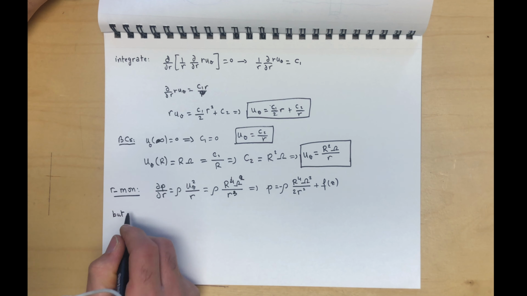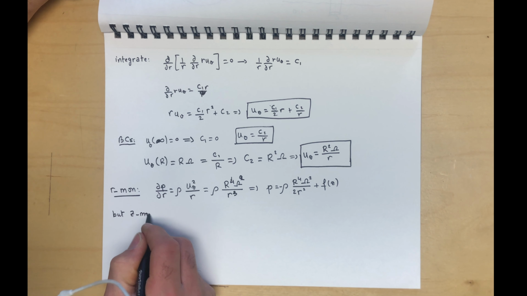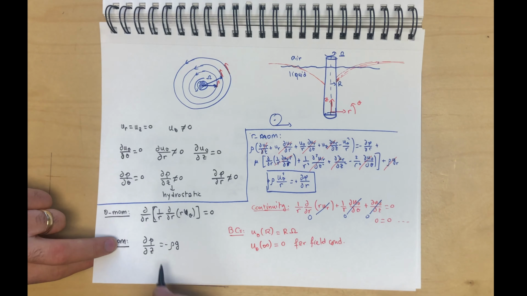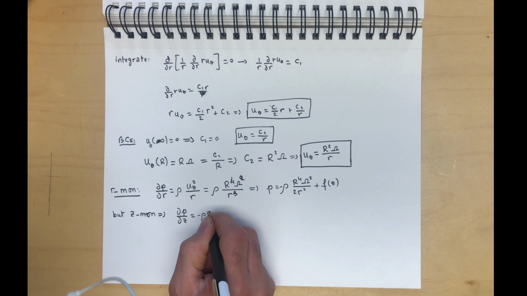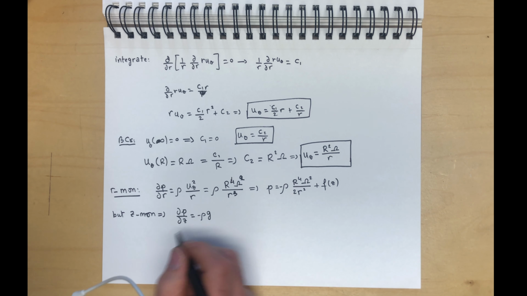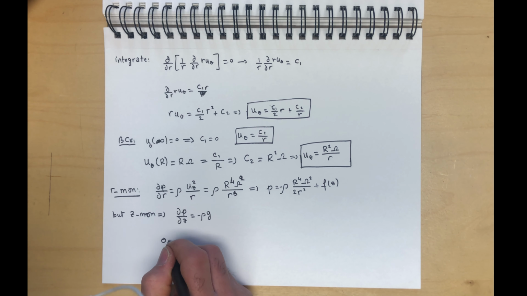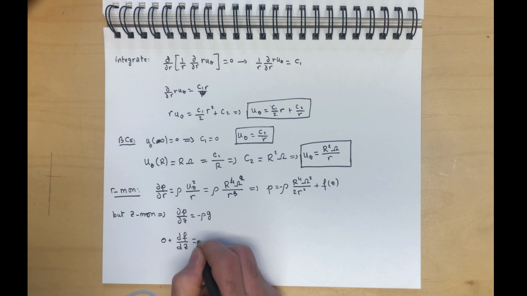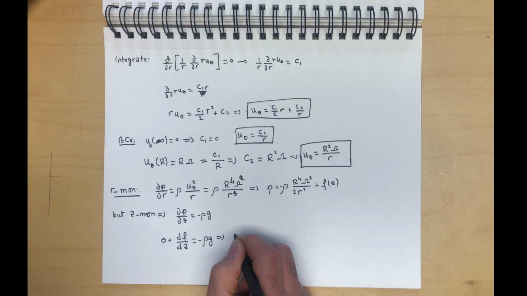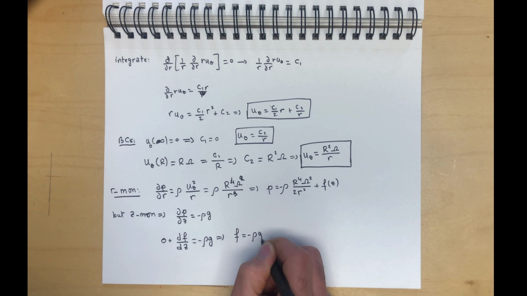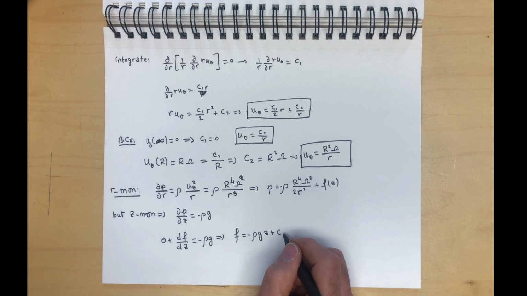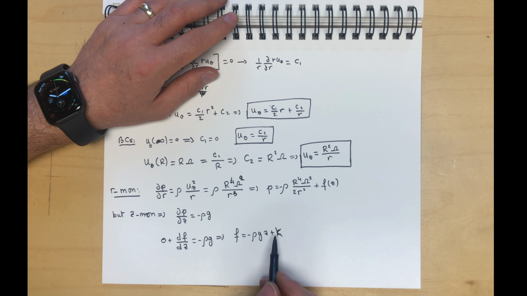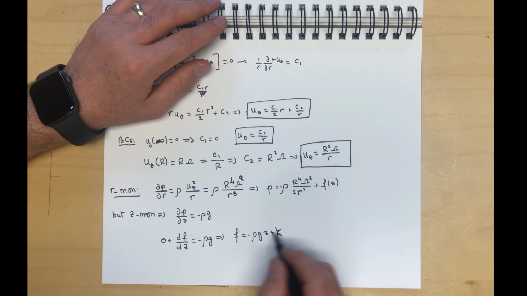Z momentum implies that dp by dz is equal to minus rho g. So we differentiate this, we get 0 plus df by dz is equal to minus rho g. So this implies that f is equal to minus rho gz plus some constant. Let's call this k. Okay, so now this is f of z, and that puts everything in the pressure.